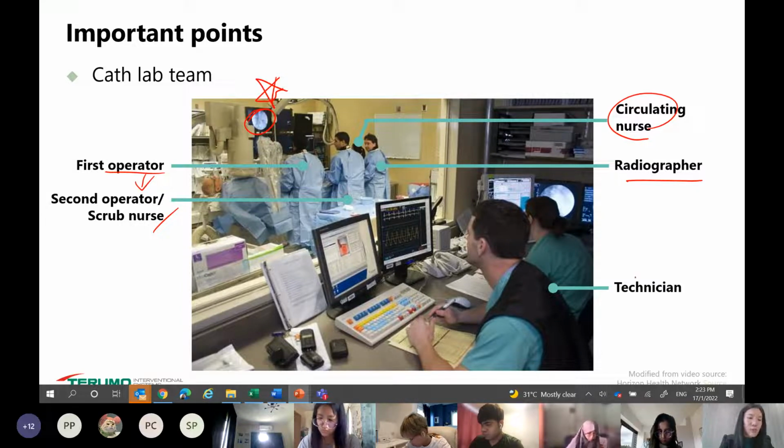In the control room, typically we have the other members such as the technicians and other nurses to support the whole procedure. And usually these people take notes of the entire procedure, like take down what kind of devices are used, help to actually control the displays, etc.